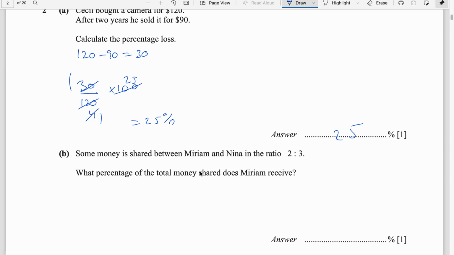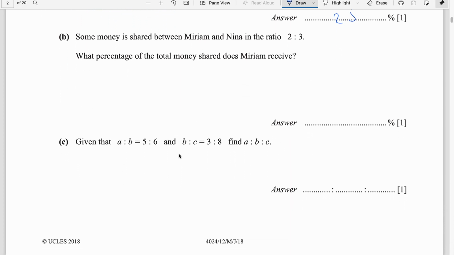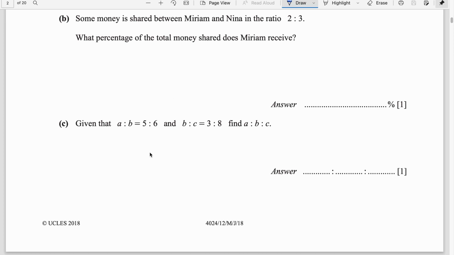Some money is shared between Mariam and Nina in ratio 2:3. What percent of the total money shared does Mariam receive? So Mariam receives 2 out of 5, so she receives 40% of the total.